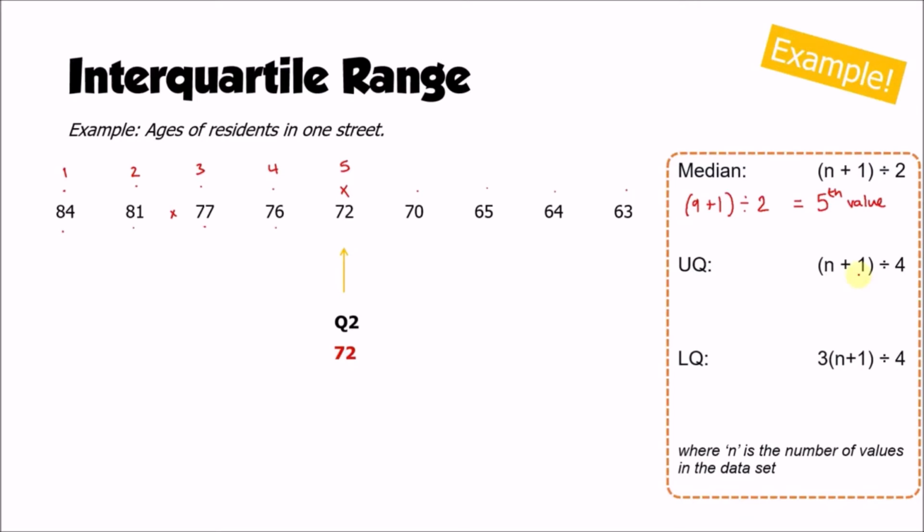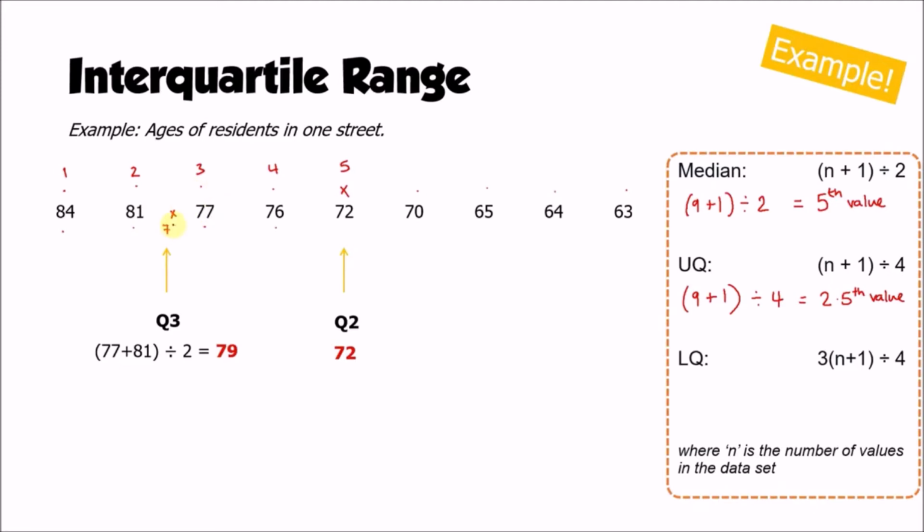Again, we could use this calculation to work this out. So we could do n plus 1, which is 9 plus 1, divided by 4. In this case, the answer is 2.5, or the 2.5th value. So again, 1, 2.5, halfway between the second and third value. So in this case, our Q3, our upper quartile, lies somewhere in between 81 and 77, in fact halfway between the two. So we could actually work out what the halfway point is. We could do 77 plus 81 and divide that by 2 to give us 79. So halfway between 81 and 77 is 79.